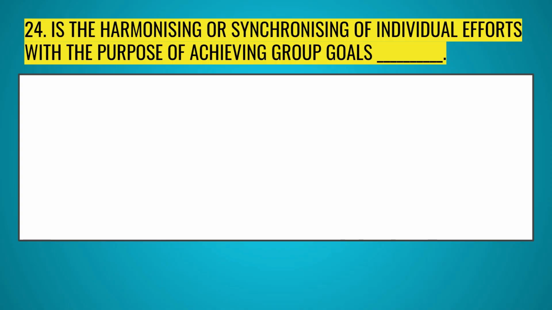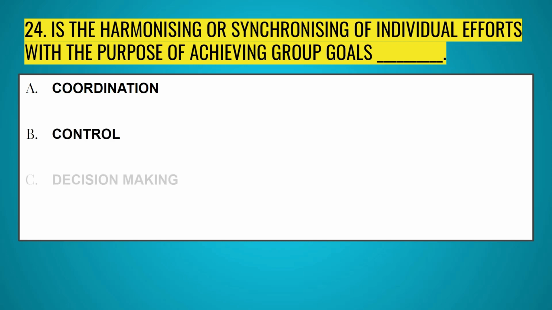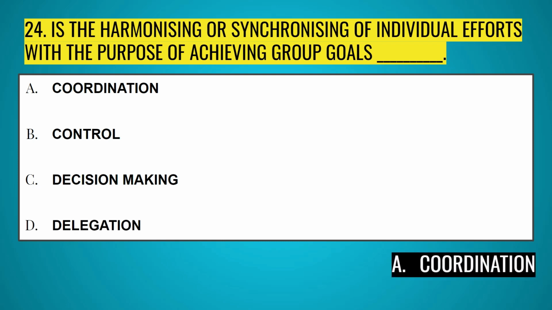24. It is harmonizing or synchronizing of individual efforts with the purpose of achieving group goals. A. Coordination, B. Control, C. Decision making, D. Delegation. The answer is option A. Coordination.